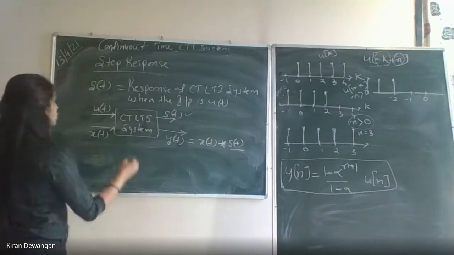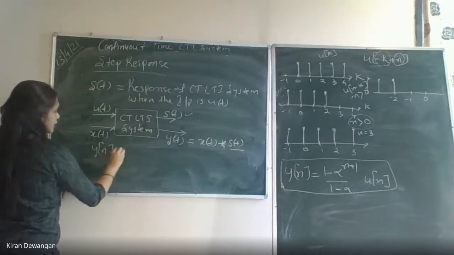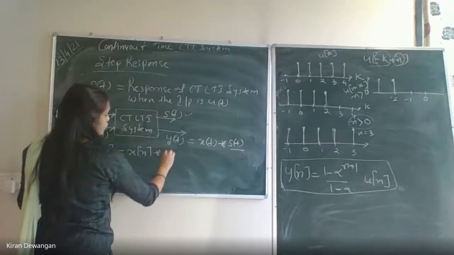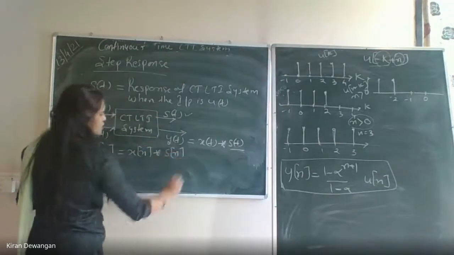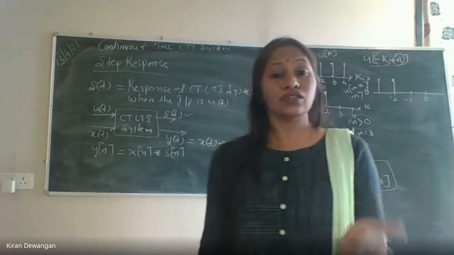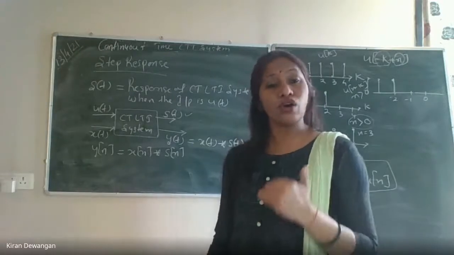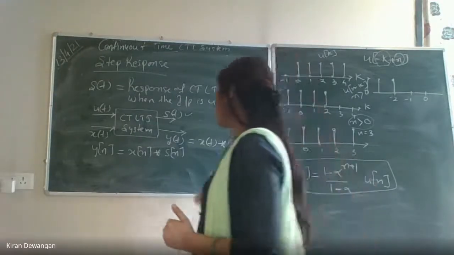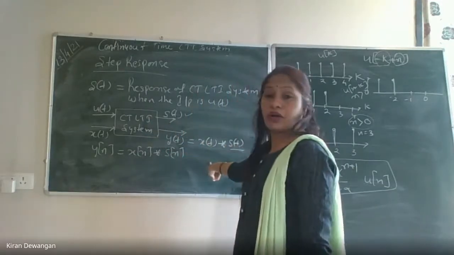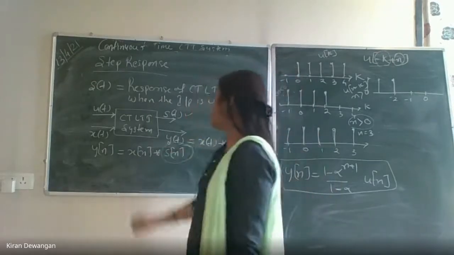Now in the case of discrete time also, y of n is x of n convolution s of n. ठीक है, तो आपका सेम रहता है. The concept is always the same. What you need to understand कि यहाँ पर आपका continuous time है और ये आपका discrete time है. ठीक है, so here it will be in terms of s of n.